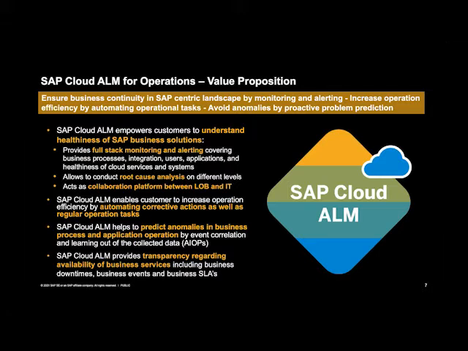Cloud ALM enables our customers to increase operations efficiency, and we provide this in different ways. There are many automation capabilities to correct certain actions and behaviors to reduce manual effort. It also helps with predicting anomalies in business process scenarios, and with event correlation in the embedded alerting to reduce alert flooding and make it easier to route those problems.